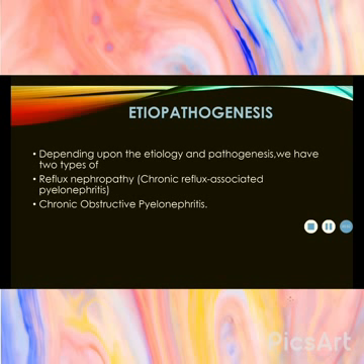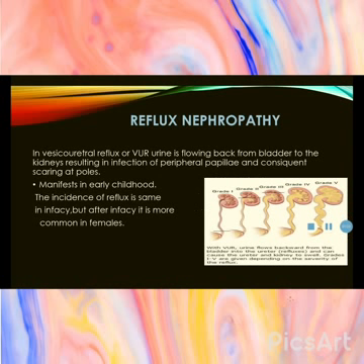Moving to etiopathogenesis, depending upon the etiology and pathogenesis, we have reflux nephropathy and chronic obstructive pyelonephritis. Reflux nephropathy: in vesicoureteral reflux or VUR, urine is flowing back from the bladder to the kidneys, resulting in infection of peripheral papillae and consequent scarring of poles. Grades from 1 to 5 are given depending on the severity of the reflux. It manifests in early childhood. The incidence of reflux is the same in infancy, but after infancy it's more common in females.